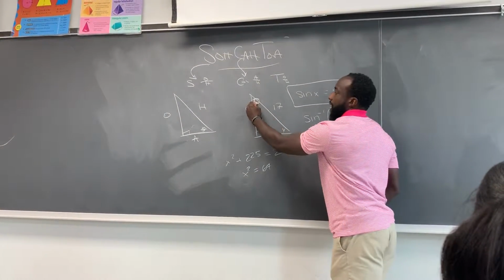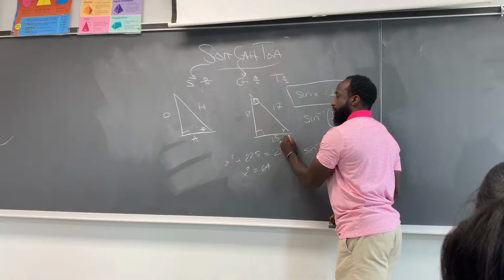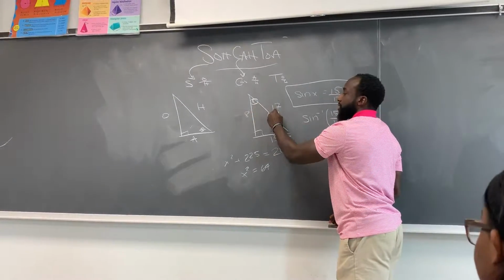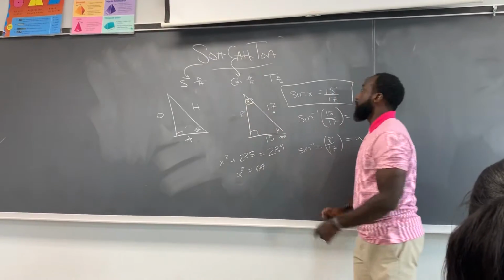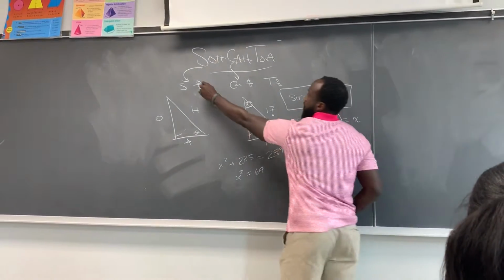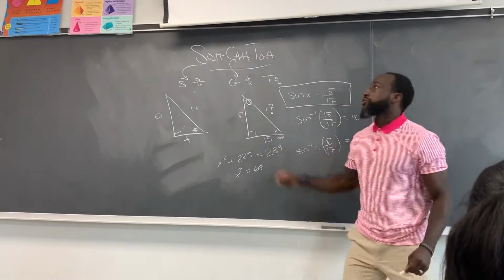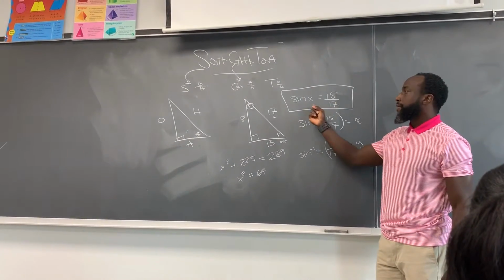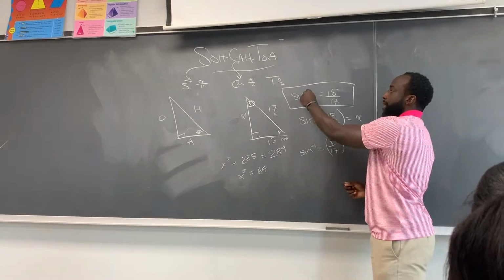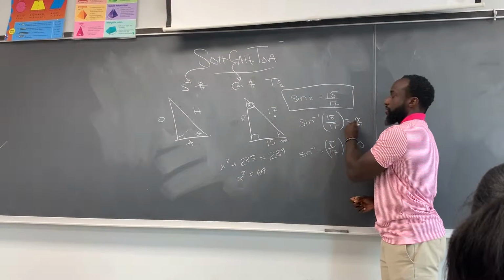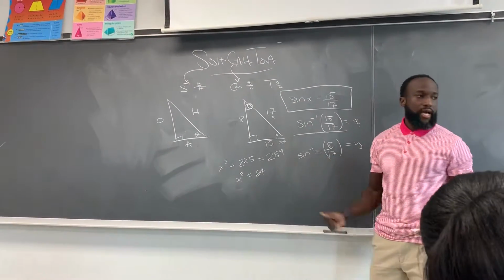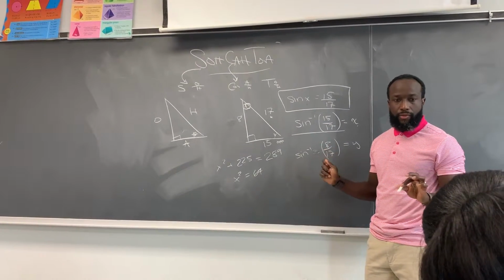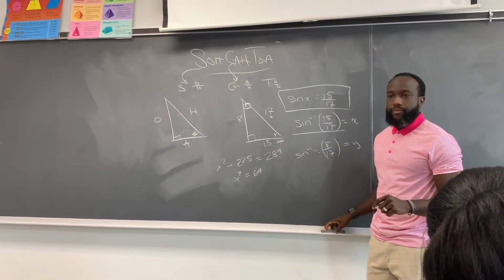So in order to use sine, this is the opposite side of this angle, and this is the hypotenuse side of this angle. So remember, sine is opposite over hypotenuse, right? And so now from here we solve for x. So we kept x there. So x is going to equal the inverse sine of this ratio. That's it. Okay? Let's do another one.